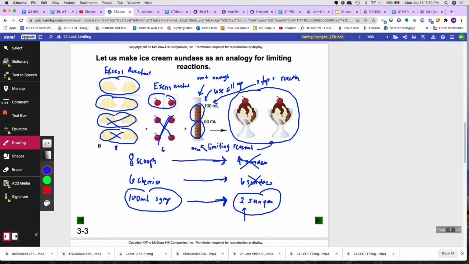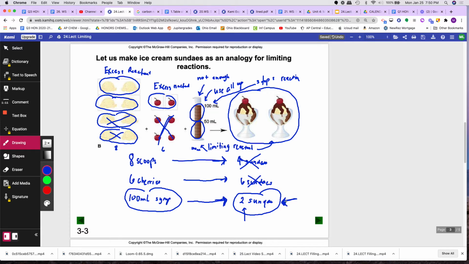You don't make all of that. Which number should you choose? That's correct. You will choose the one with the least number produced, because once you produce it, you are out of syrup, okay? So you cross out the other numbers. Your answer is 2 sundaes. That's the amount of product you will make.